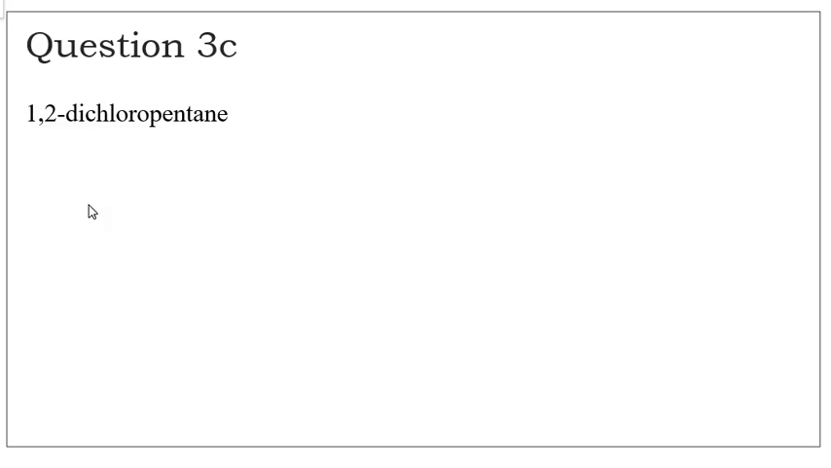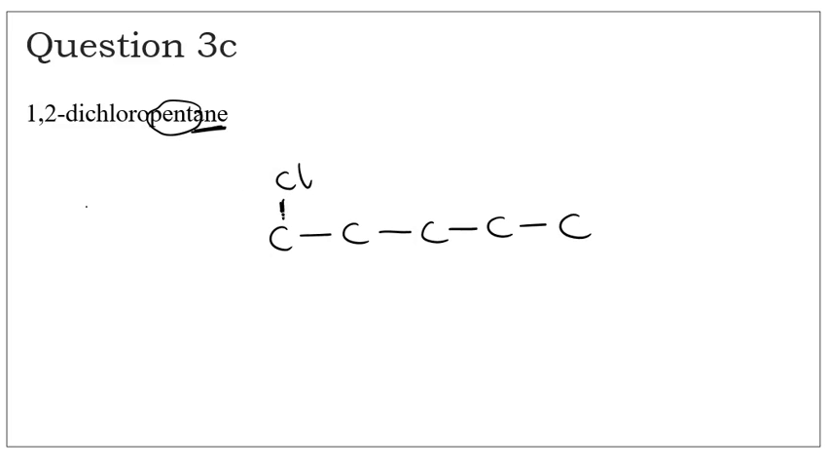Alright, this is quite boring compared to the previous one. It ends with an ANE, so this is just an alkane. It's a pent, so 1, 2, 3, 4, 5. It's an alkane, so you don't have to do anything else. And you have 2 chlorine branches coming out of carbon 1 and 2. So it's really up to you which one you consider to be carbon 1.